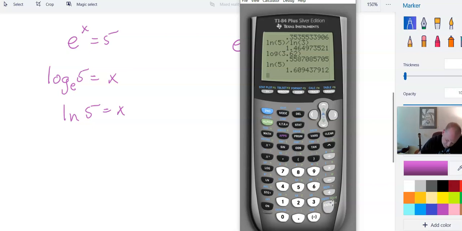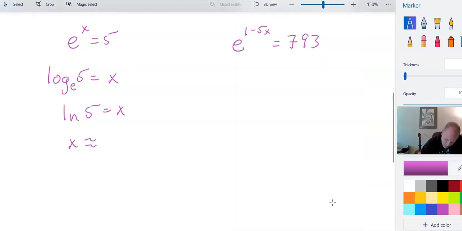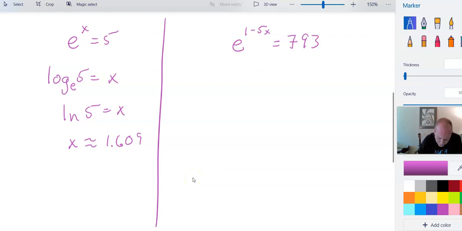So it's approximately 1.609. Right? And that's just from the calculator. Be glad you don't live at a time when you had to do these by hand. It was much more painful.